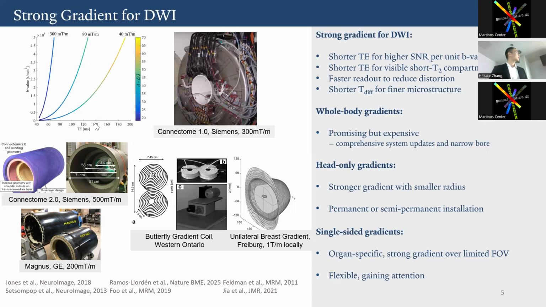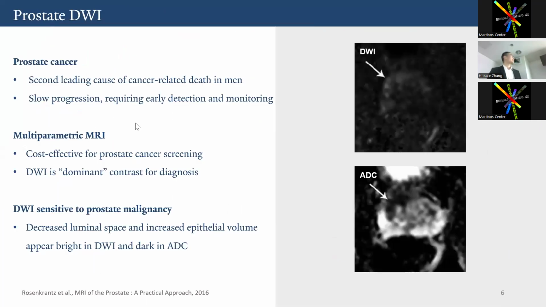So the motivation of this work is the prostate cancer DWI. Prostate cancer is the second leading cause of cancer-related death of men, at least in the US, and it features slow progression, so it requires early detection and active surveillance. Multiparametric MRI is a cost-effective tool for cancer screening, where DWI is the dominant contrast for diagnosis, despite its low resolution and low SNR, because it is sensitive to malignancy. The decreased luminal space and increased epithelial volume appear bright in DWI and dark in ADC.